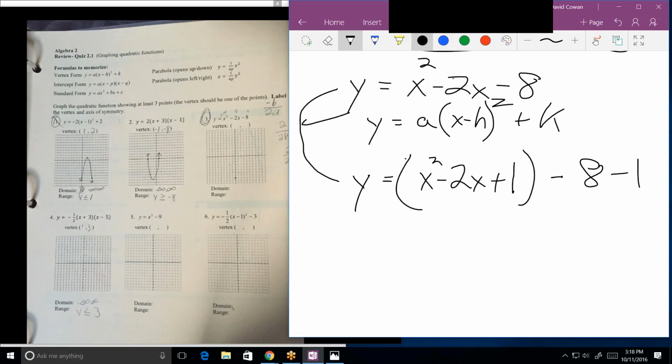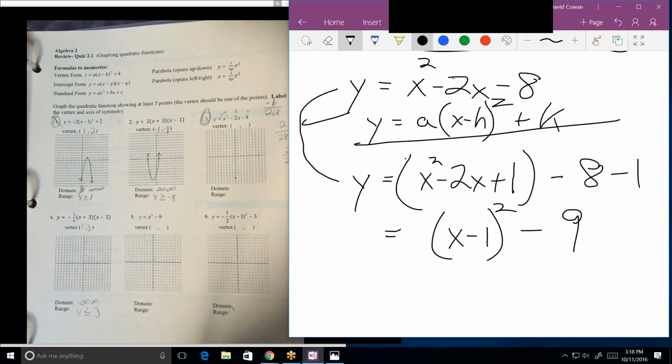The advantage is now I'm going to be able to write it in this format. I've got x minus 1 squared minus 9. Okay. Notice now I've got it in that exact format. Where's my vertex?